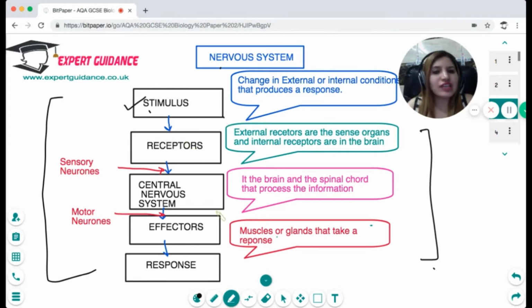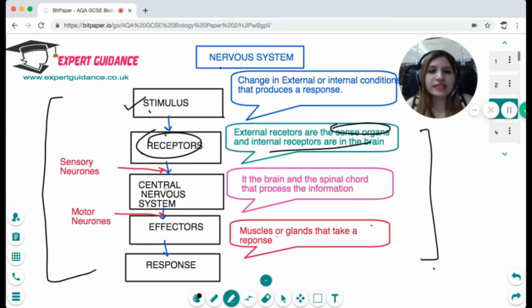Now this change is detected by the body. Now who detects this change? These are the receptors. Now the change could be external or internal. So the external receptors are your sense organs. For example, if there's a change in light intensity, the eye will detect. Change in sound intensity, your ears will detect. Change in temperature, your skin will detect. Or there are internal receptors in the brain, because at times what happens, the outer temperature is normal, but suddenly your body temperature increases. So there are changes in the internal conditions which are detected by the receptors in the brain.